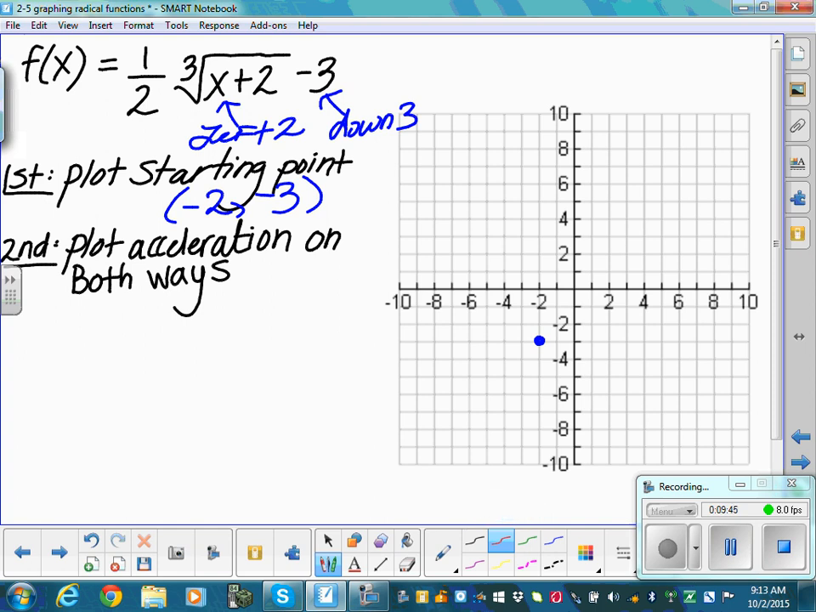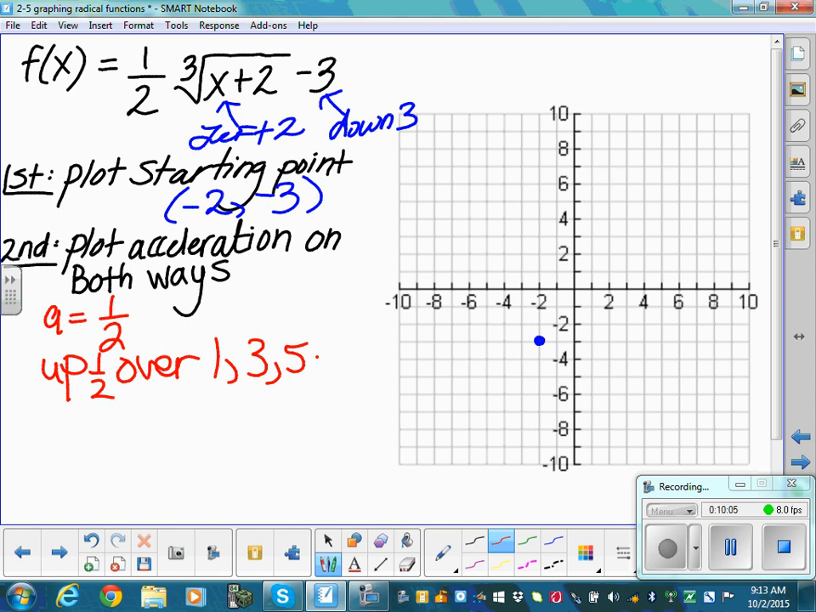Now this one's a cube root. We start with the top half just like a square root. So you go up or down your a value. What's our a value? Positive 1/2. So we're going to be going up 1/2, and then over, so up 1/2, over 1, 3, 5, 7.